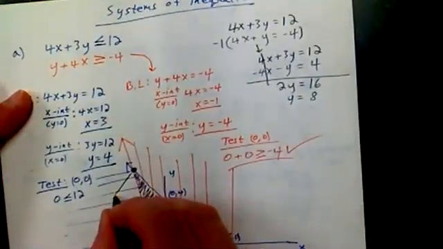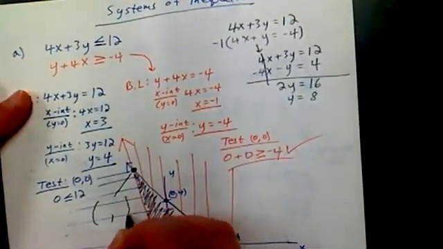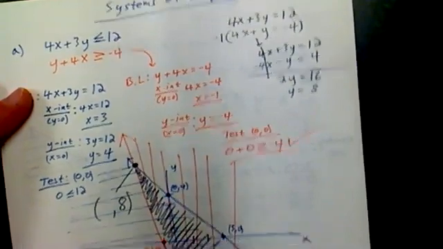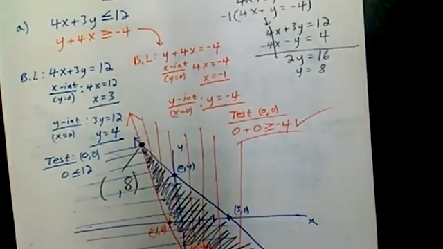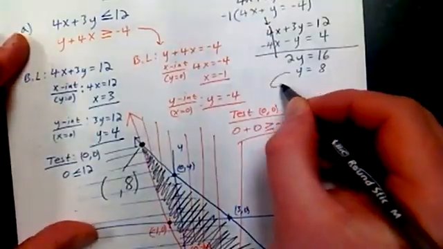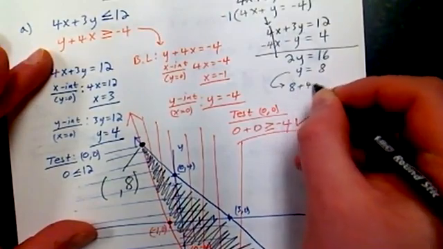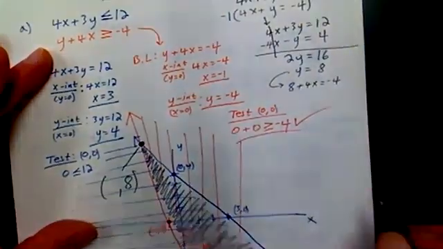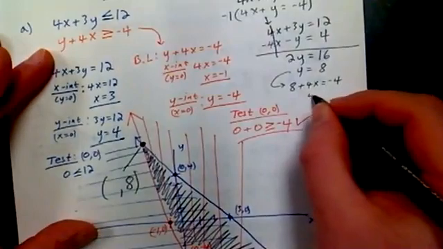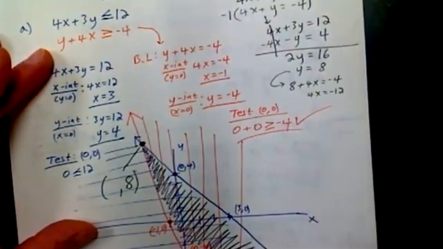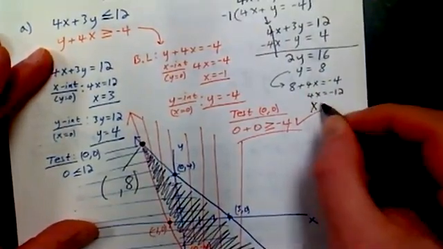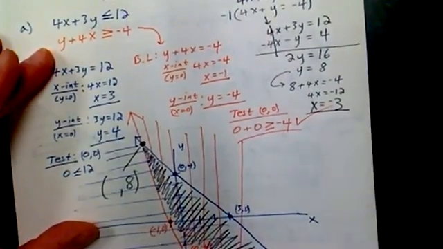So if I'm trying to determine this intersection point, y is 8. How do I figure out what x is? Well, plug into one of the equations. I could plug it into the second equation: 8 plus 4x equals -4. Subtract 8, so 4x equals -12. And it looks like x is going to be -3 then.